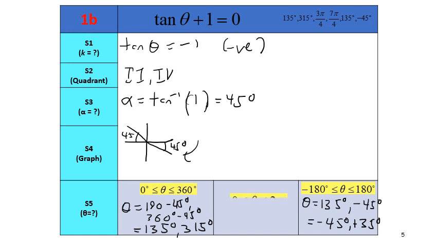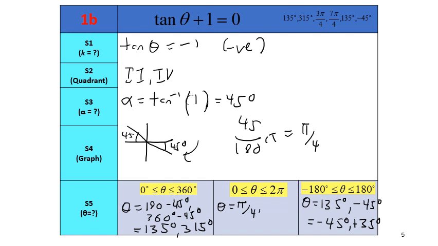And then lastly, for between 0 and 2 pi, we change to terms of pi. So 45 divided by 180 times pi, so actually we get pi over 4. Pi over 4 is the basic angle. So for the second quadrant, okay, I have to erase this one first.